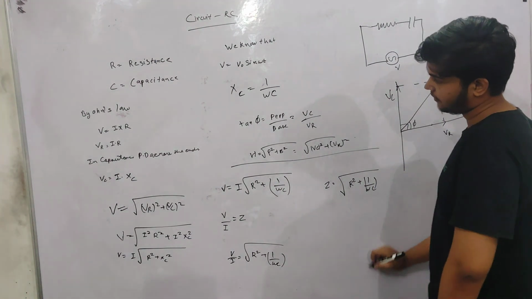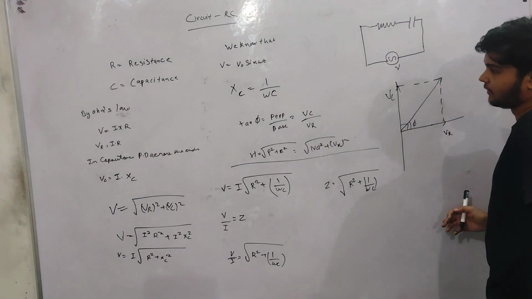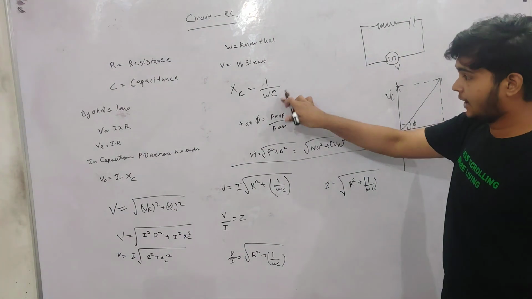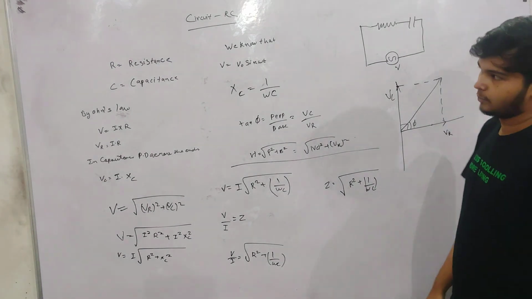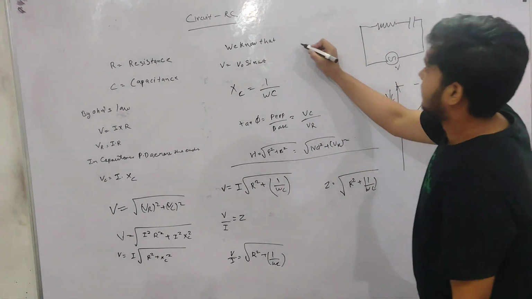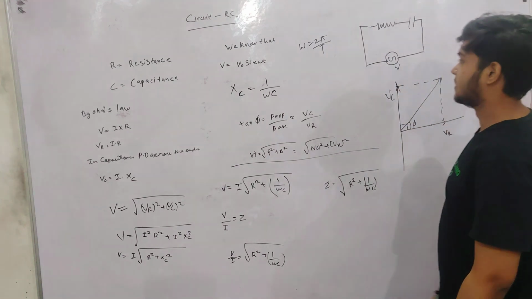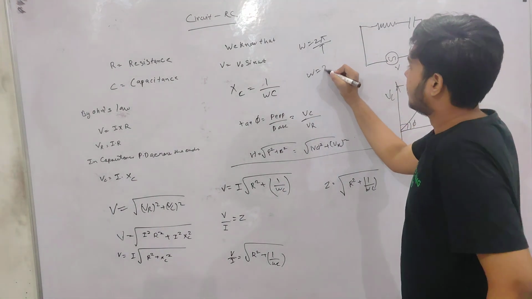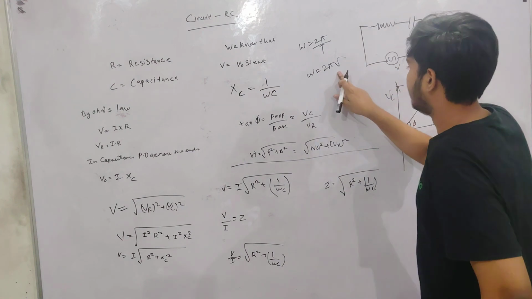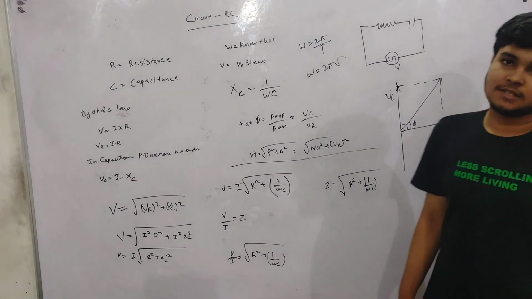If the value of XC is given, we will directly put the value of XC. If XC is not given, and only omega is given, we will find C from here by putting the values of XC and omega. We know that omega is 2 pi by T. As omega is angular frequency, we can also write omega as 2 pi into nu, the frequency. This is the derivation. Hope you all understand.